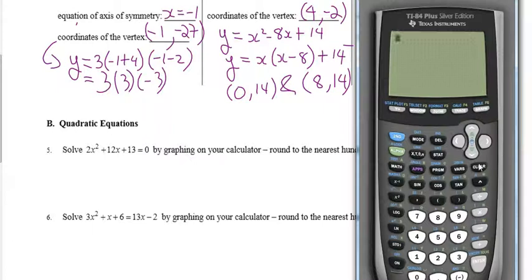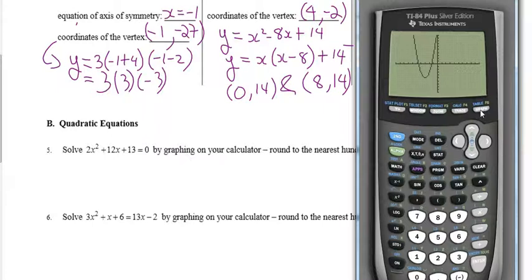Okay, what do we do to solve the... First of all, what does it mean to solve it? What the heck is solving? Okay. What answer? The values of x that make y equal to 0, right? I need the values of x to make this true. Okay, so what do we do? We go to y equals, we punch in 2x squared plus 12x plus 13. Okay, hit graph.